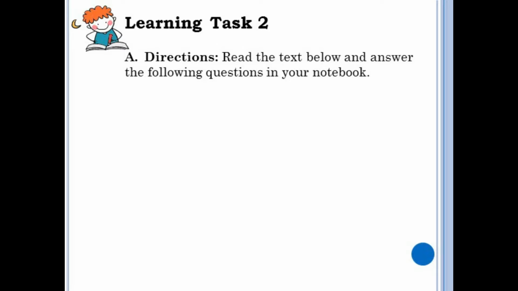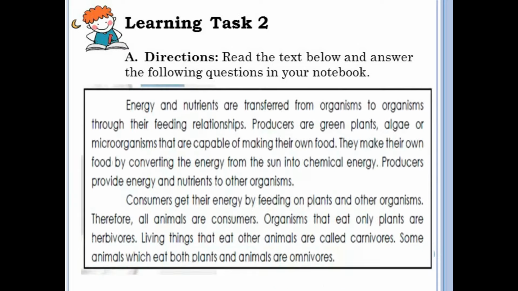Learning Task 2. Directions. Read the text below and answer the following questions in your notebook. Energy and nutrients are transferred from organisms to organisms through their feeding relationships. Producers are green plants, algae, or microorganisms that are capable of making their own food. They make their own food by converting the energy from the sun into chemical energy. Producers provide energy and nutrients to other organisms.